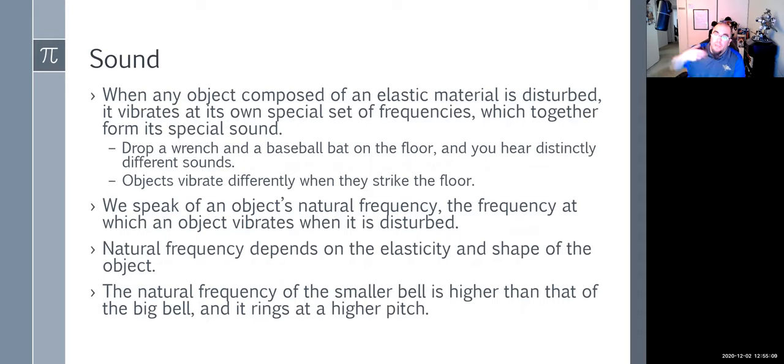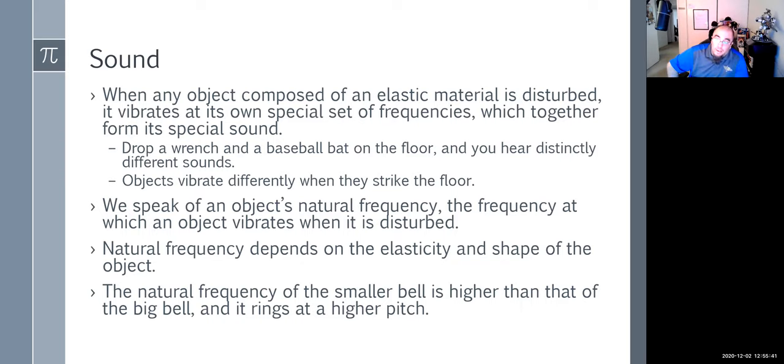What is that? Well, that's called the object's natural frequency, right? Tuning forks have a natural frequency that we actually can calculate out. So when we speak of natural frequency, it's the frequency at which an object vibrates when it's disturbed. Even the human body has a natural frequency. Each organ has its own natural frequency. It depends upon the elasticity and the shape of the object. So that means that maybe bones will have a different natural frequency than, say, a muscle.